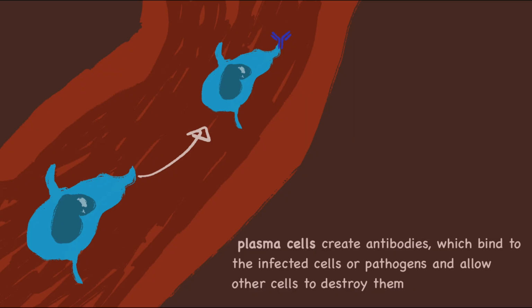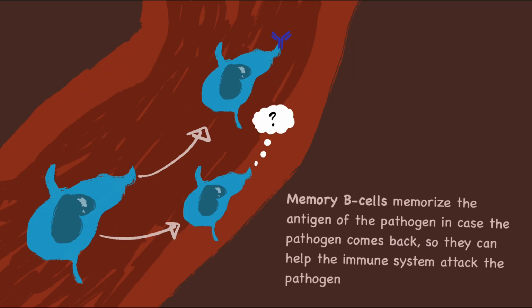Memory B cells serve a similar function to memory T cells. They remember the antigens that mean a pathogen has infected the body so that there can be a faster response next time. So memory B cells are also kind of like the wise old men of the immune system.